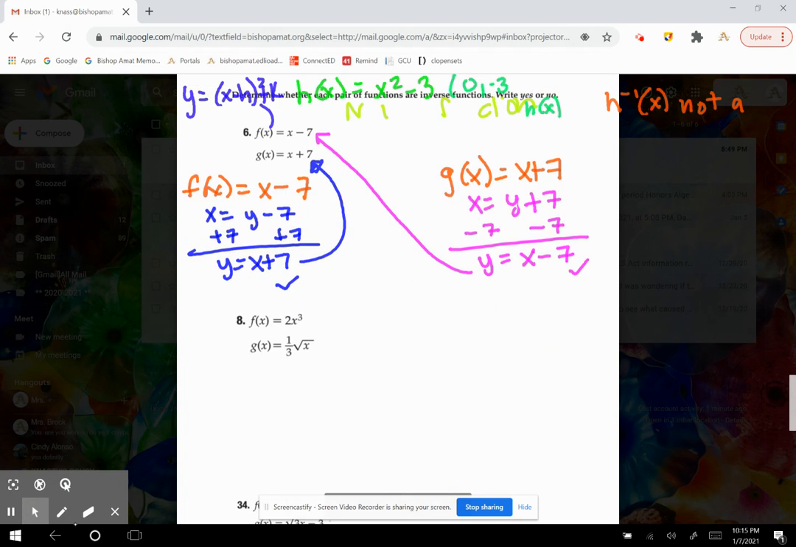Okay. And then these ones get a little bit more complicated, which I want to do with you guys in class. This is the notes for 6.2.